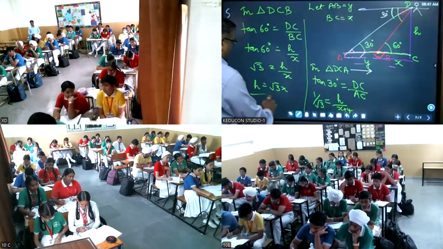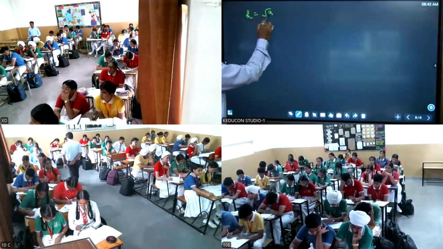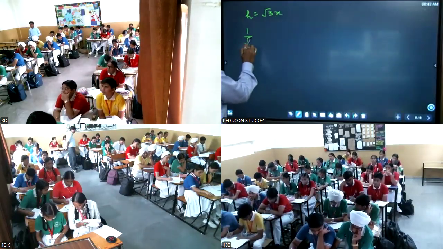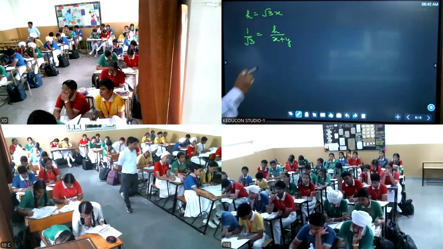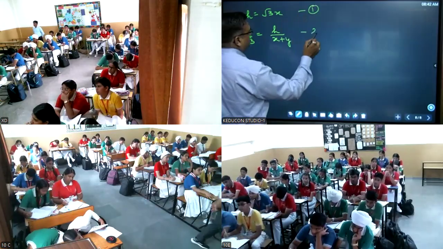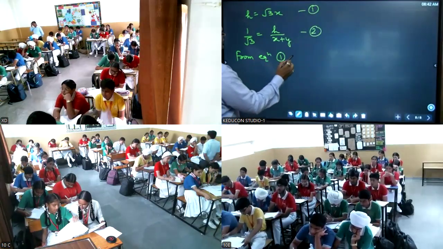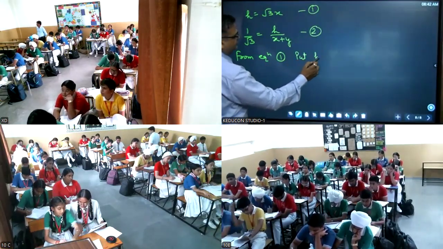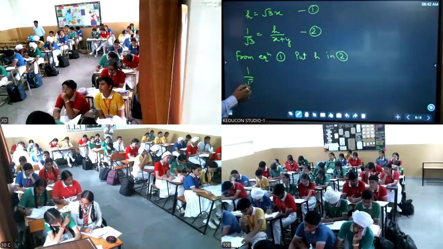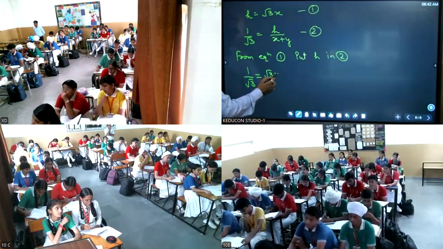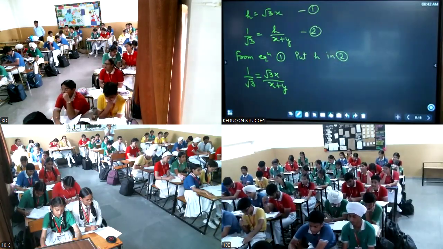To ab hamare paas ye do values aa gayi, inko solve karte hain ji. One is h equals √3 x, another is 1/√3 equals h over x plus y. Now what we'll do, this is equation 1, this is equation 2. From equation 1, put the value of h in equation 2. So put the value of h: 1/√3 equals √3 x upon x plus y. Is this step clear, bachchon? Is it clear or not?